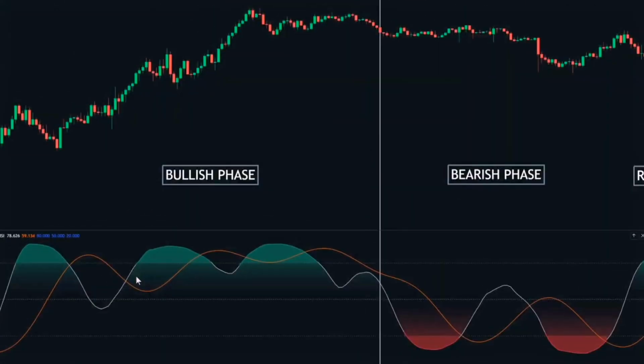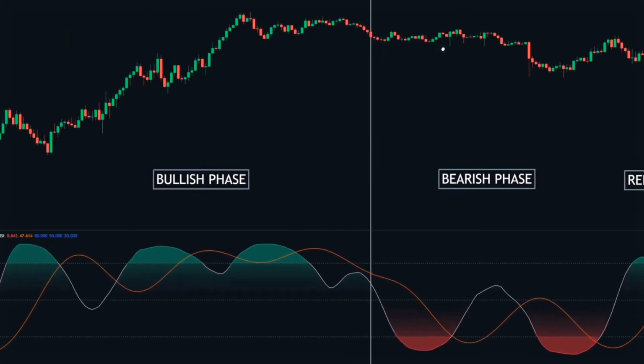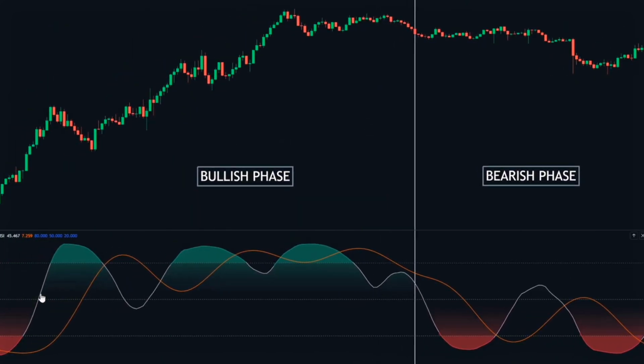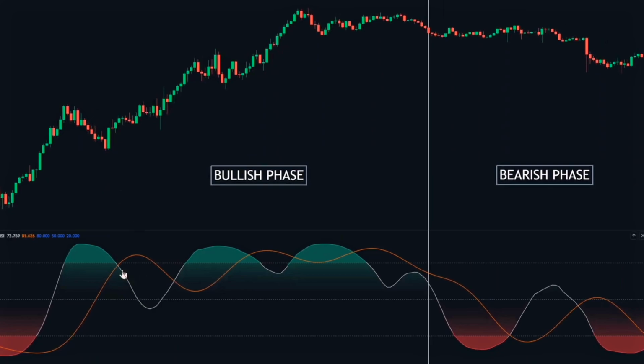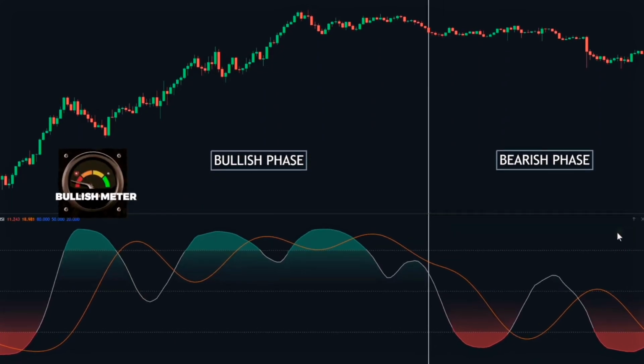The signal line plays a crucial role in measuring trend strength. During a bullish phase, if the ultimate RSI line stays above the signal line, it confirms a strong buying momentum. If it dips below, the bullish momentum is weakening, potentially signaling a pullback or a reversal.